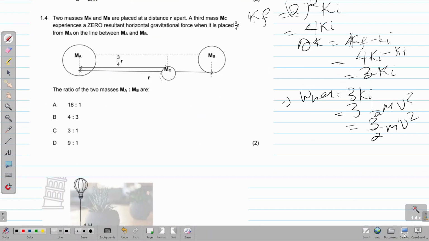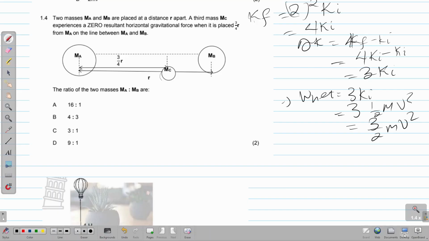Right, question 1.4. Two masses MA and MB are placed at a distance r apart. The third mass MC experiences a zero resultant horizontal gravitational force when it is placed 3/4 r from MA on the line between MA and MB. You must determine the ratio of the two masses MA to MB.